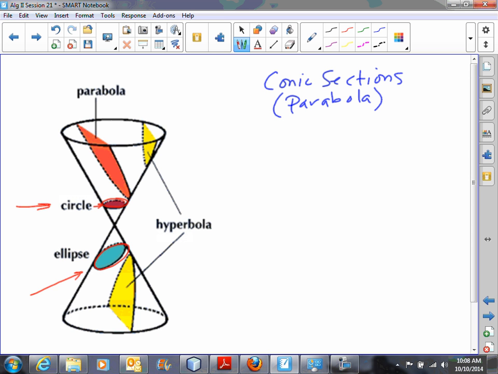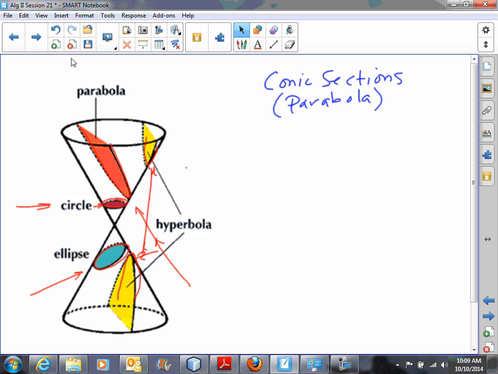Now, if your plane was parallel to one side, in other words, see this cut right here is parallel to this side of the cone, then you would only get one loop of the cone, and that slice would be a parabola. Now, that is what we're planning on talking about today. And then if you turned the plane so that it was cutting through both loops like this, you would get a piece up here and a piece down here, and we call that a hyperbola. So the four conic sections are circle, ellipse, parabola, and hyperbola. Today, however, we're going to deal basically with the parabola.